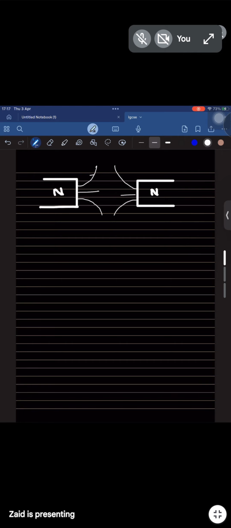So if I put a north and a north, you're going to have repulsion. What's going to happen is that you're going to have magnetic field lines which are originating from the north, like this. So there's no attraction. There's a null point in between. You guys are going to study a null point in your A levels. A null point is a point where the fields are being cancelled by each other. So this is a null point. So this is repulsion.